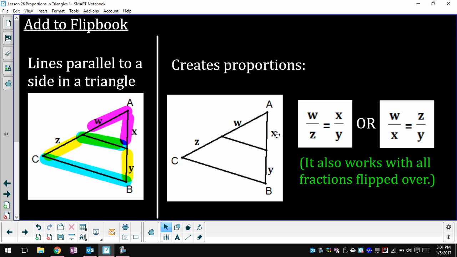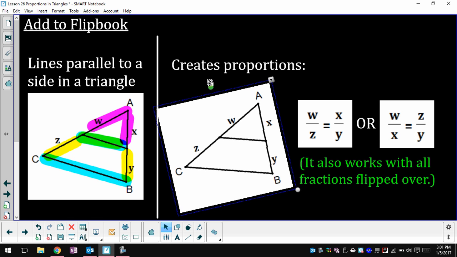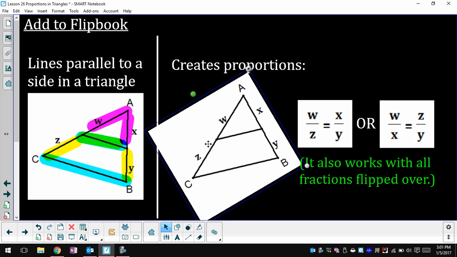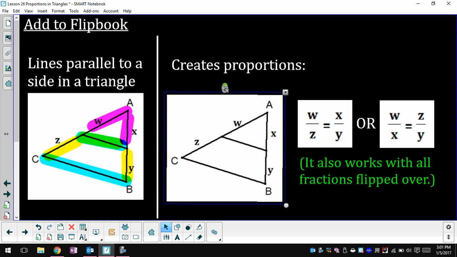I like the first one because, you know, if you were to sort of rotate this just a little bit, W and Z, W is kind of right over Z, X is right over Y. Those fractions kind of write themselves. So let's try a couple.